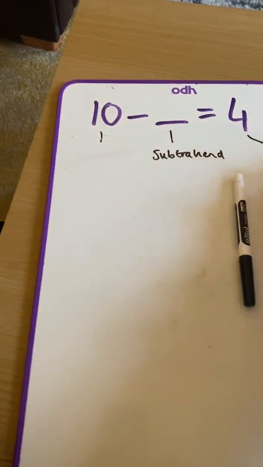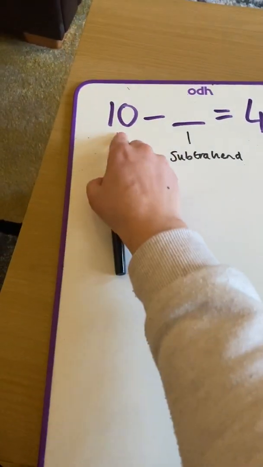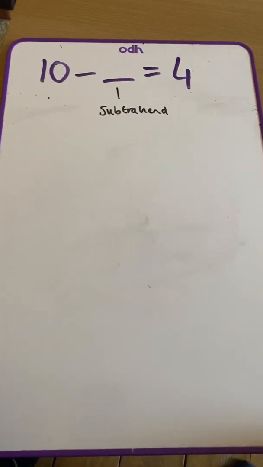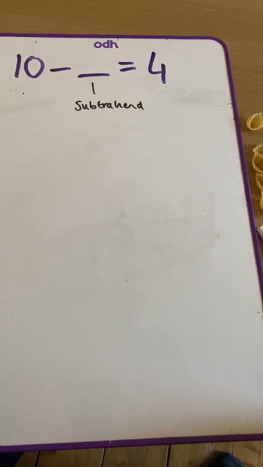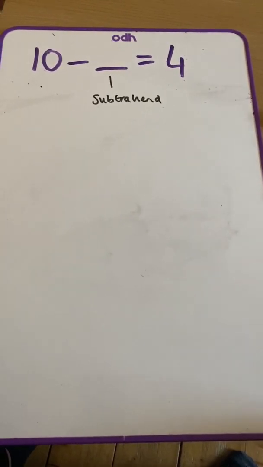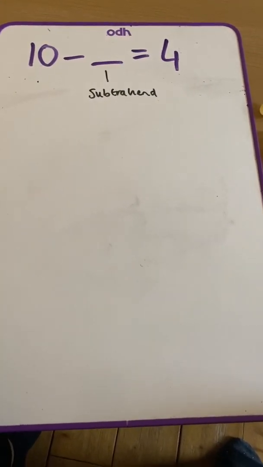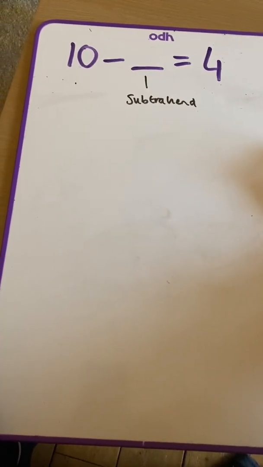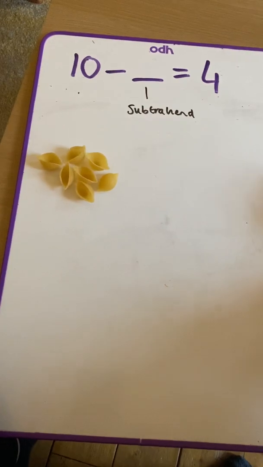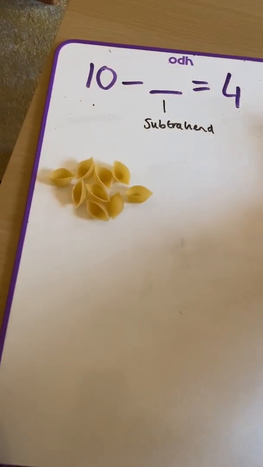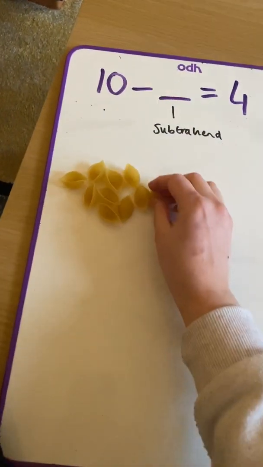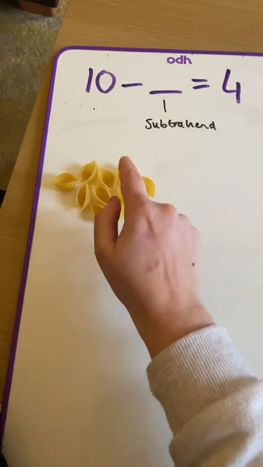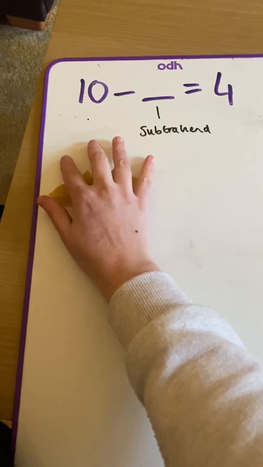So I'm going to rub out these words just now so we've not got too much on our board at once. So here we have our missing subtrahend question. 10 take away something equals 4. To help me, I'm going to start off with concrete counters, or in this case, pasta. I should have 10 here, so let me just check. 1, 2, 3, 4, 5, 6, 7, 8, 9, 10. I have 10 counters here.